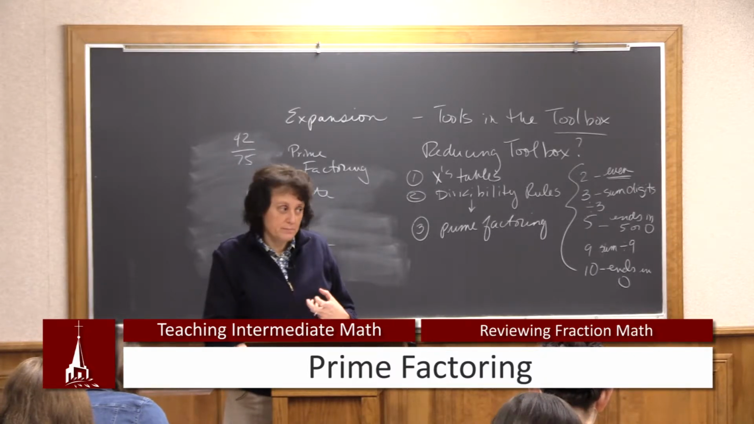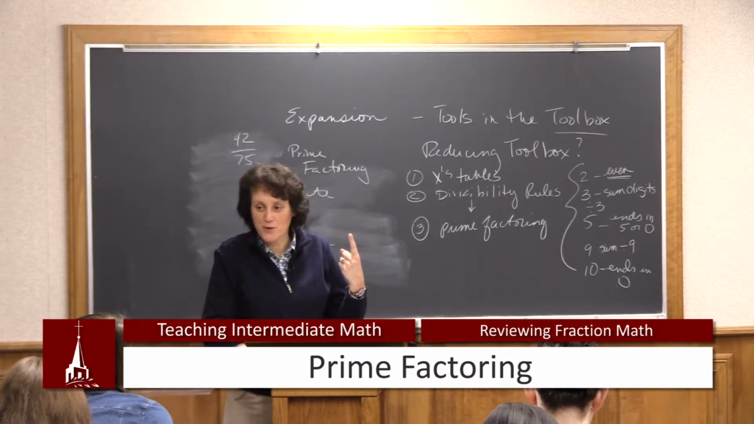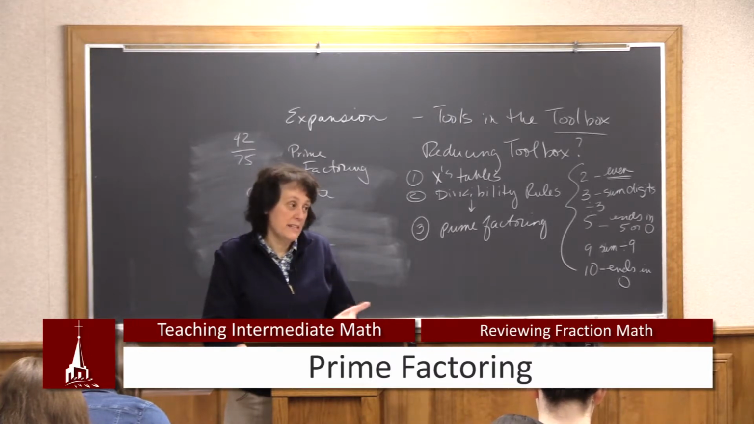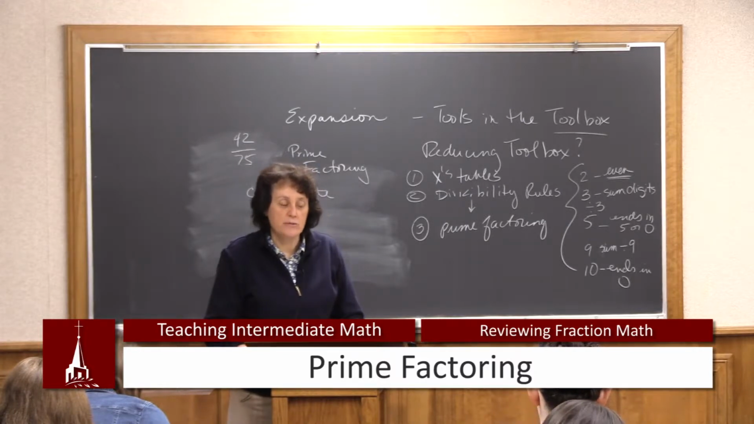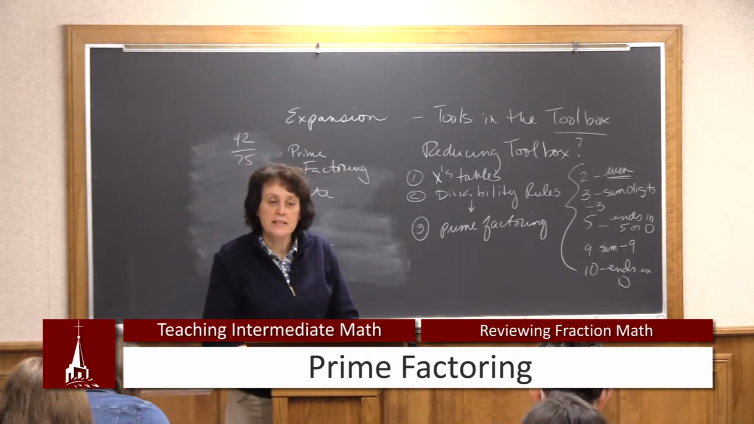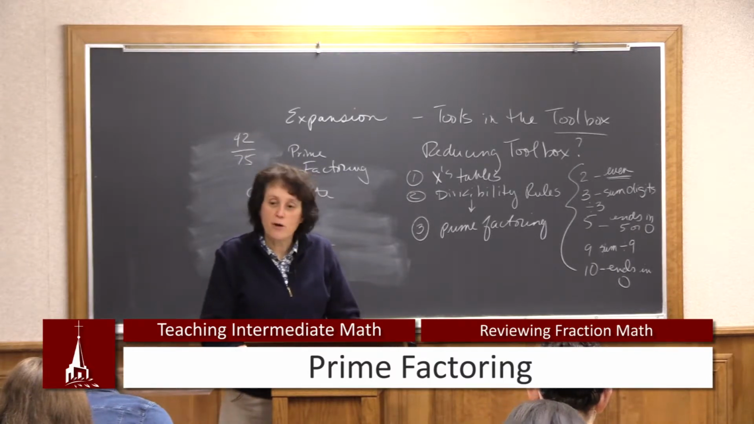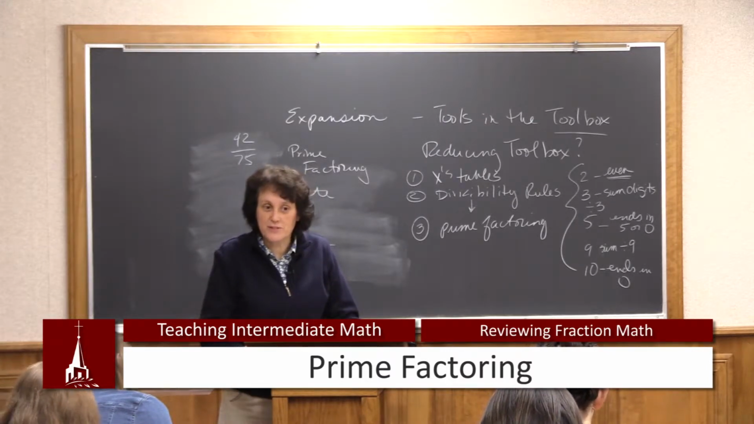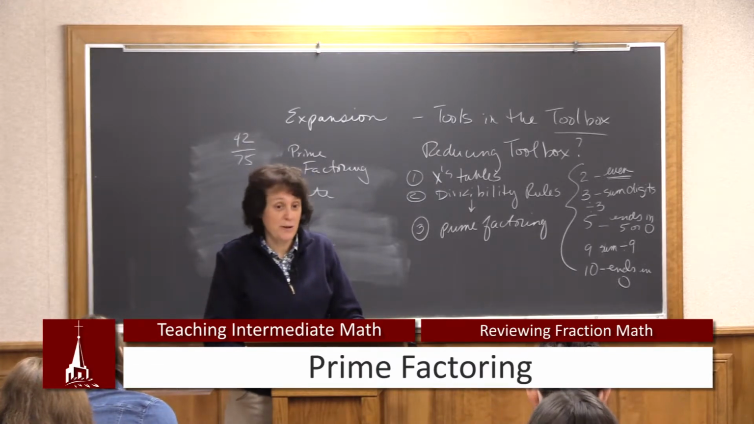An exception would be 1. 1 is neither prime nor composite because it is the multiplicative identity number. It does not count as a prime number. 1 and 0 are special numbers. 0 is the additive identity number. So when we're dealing with 0, remember we can't divide by 0. 0 has quirks. 0 is even, but 0 is not prime.